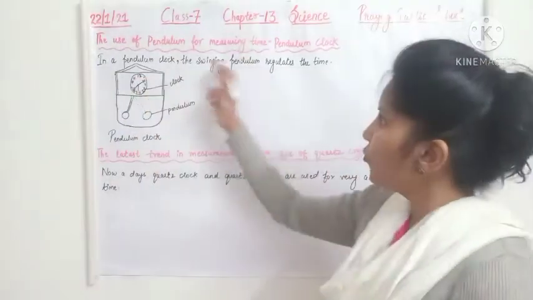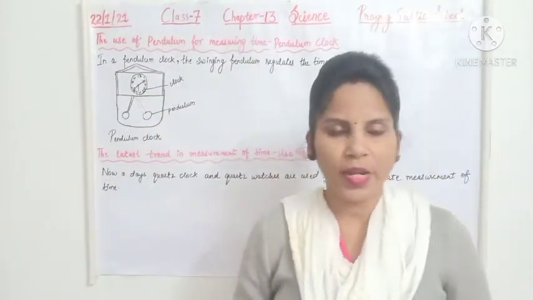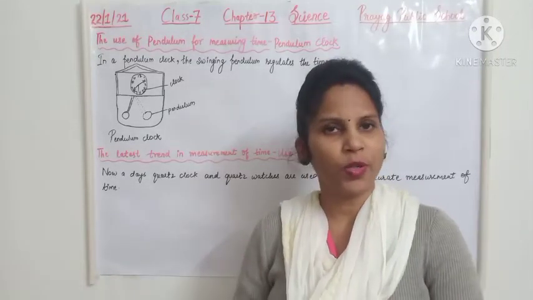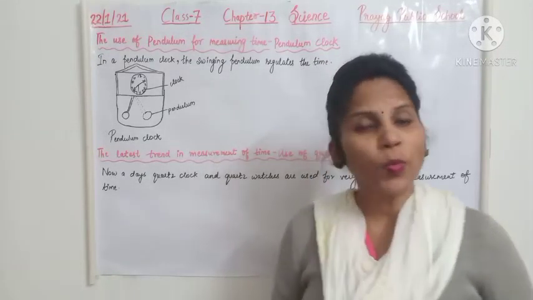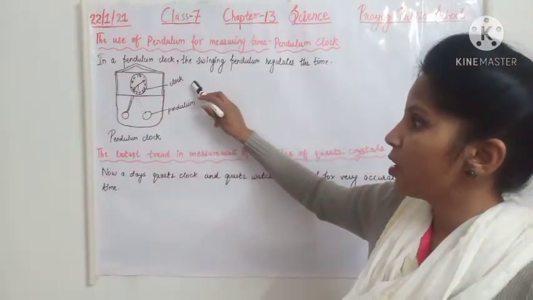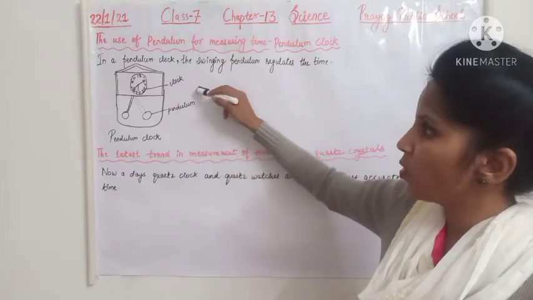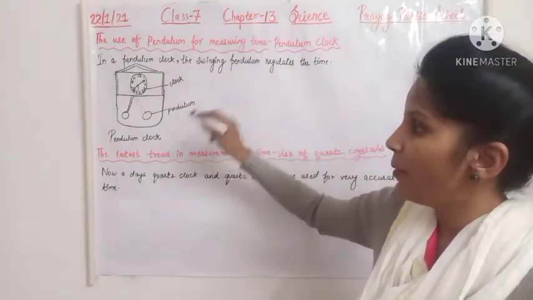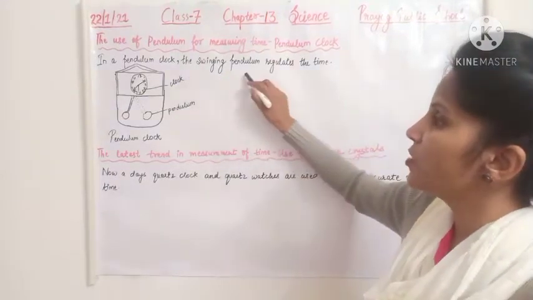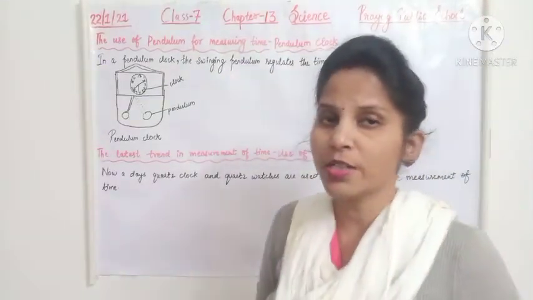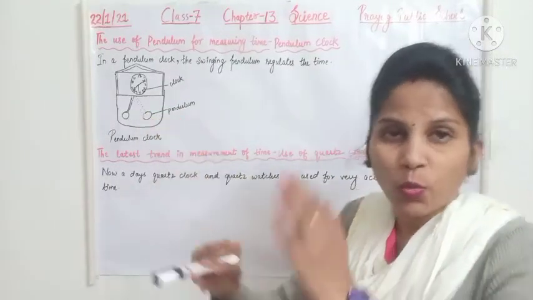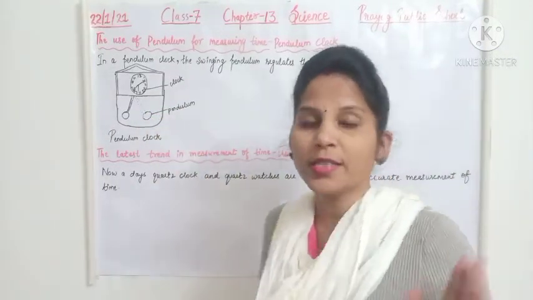Now the use of pendulum for measuring time, that is pendulum clock. We have seen a lot of pendulum clocks everywhere. In our home also it is available. So as you can see in the figure, the upper side is the clock and the lower side is the pendulum. Okay, so what happens in a pendulum clock, the swinging pendulum regulates the time. तो pendulum clock में जो pendulum होता है वो swing करता है and it regulates the time.